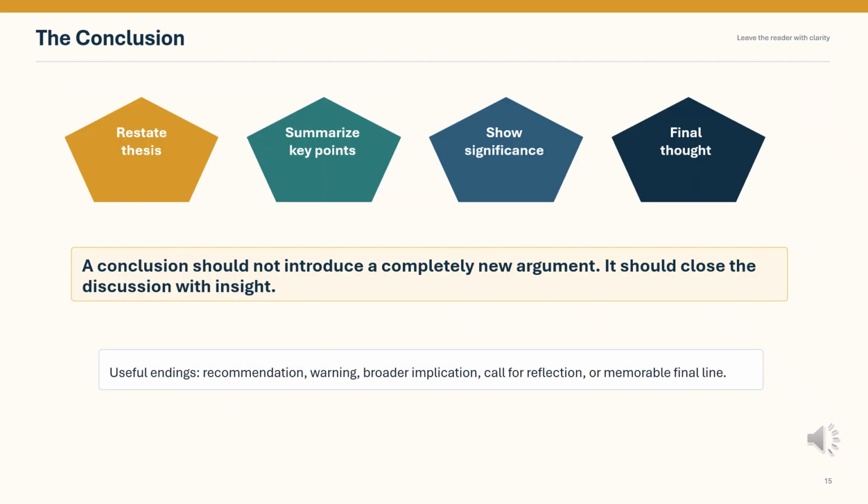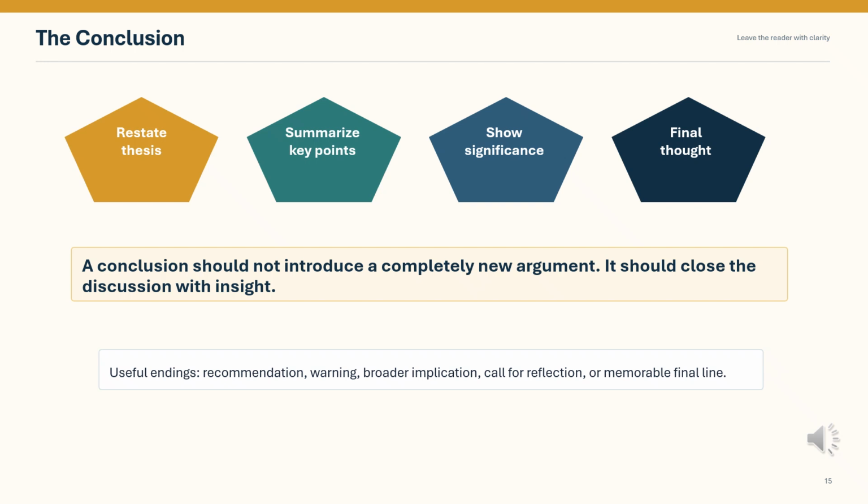The last and a very important part of essay writing is the conclusion. Now, conclusion gives closure to your essay. It should not introduce completely new argument all over again. A good conclusion will serve four different things.